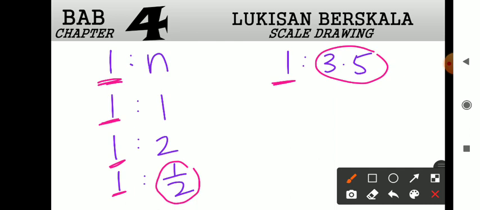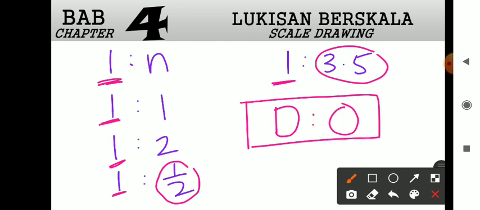Okay, why 1? Okay, for this topic you remember this, D to O. Okay, you know D O or not, the singer. Okay, chapter 4, you only remember this. D to O, D to O. Okay, it means drawing to original. For every question in this topic, kamu guna formula ini, D to O, drawing to original. You always compare drawing to the original one, drawing to the object.